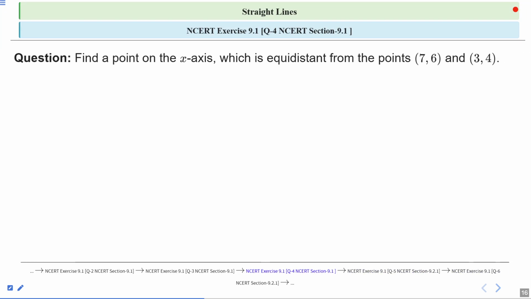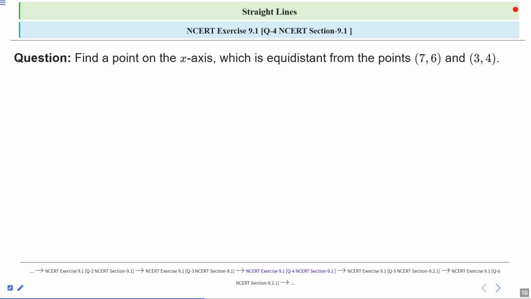So now let us see question number 4. In this question, what we have to do and what information is given, let's try to understand. Find a point on the x-axis which is equidistant from the points (7, 6) and (3, 4). Okay, this condition is given. So we have to find a point on the x-axis, and that point is equidistant from the points (7, 6) and (3, 4).